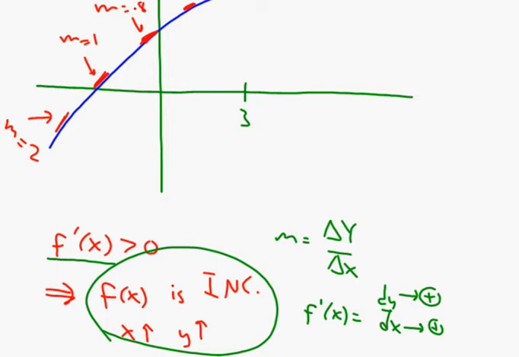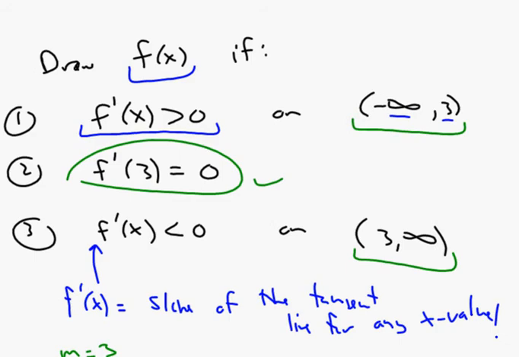Let's go back and look at fact number 3 now. Maybe it won't seem so bad. This is telling us that from 3 to infinity, all our slopes of our tangent lines are negative. So what does that mean? That means that dy dx is equal to some kind of negative number. A negative number, that means when x goes up, y goes down. So what does that look like?